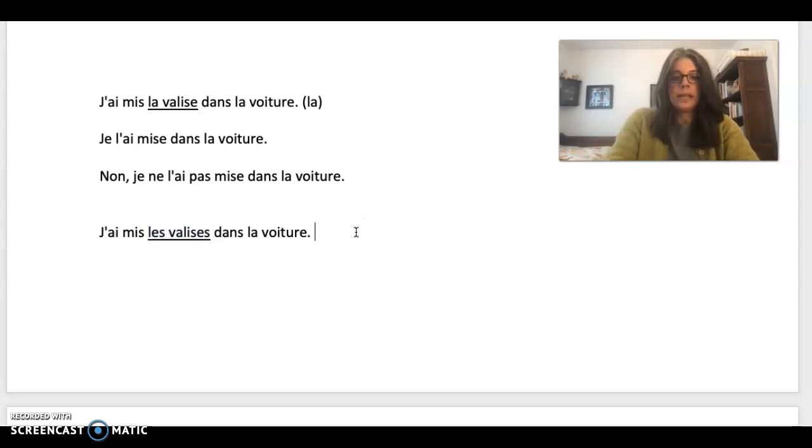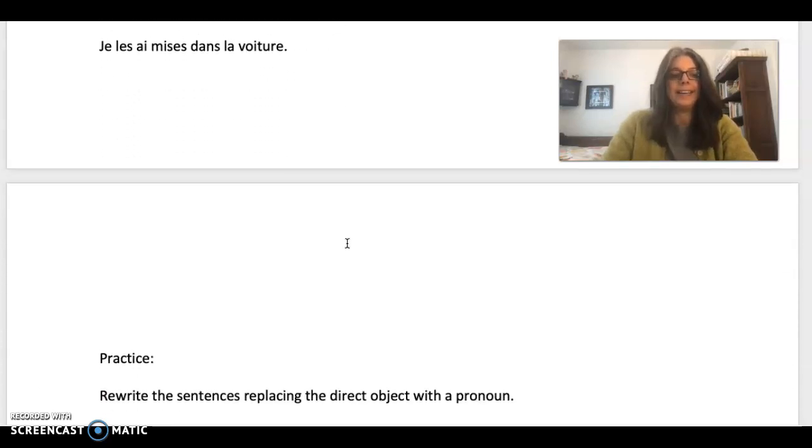Right, this is les, but it's feminine, so we want to remember that. So our sentence would be, I put them in the car. Je les ai mis, and because it's valise, which is feminine, we're going to add an E. It's also plural, so we're going to add an S. Je les ai mises dans la voiture. Okay, it's not too bad. Maybe a little bad.